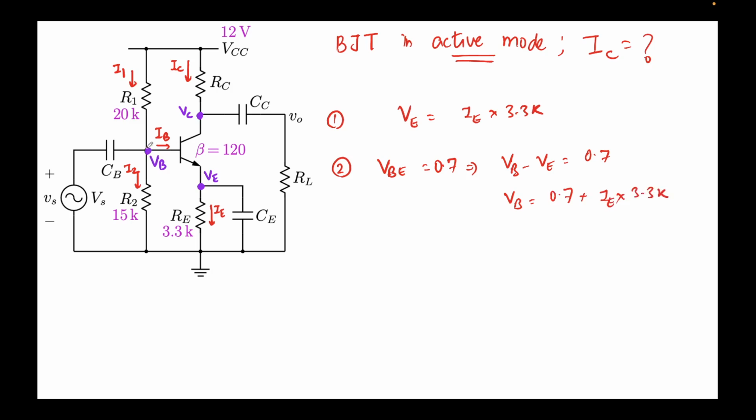Now we are required to find VB. So how do we find that? There is a current flowing through this loop also, and this is nothing but a potential divider. So VB is nothing but the voltage of this potential divider. Okay, so we'll find VB using the potential divider.